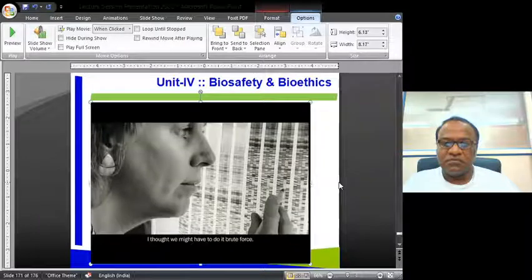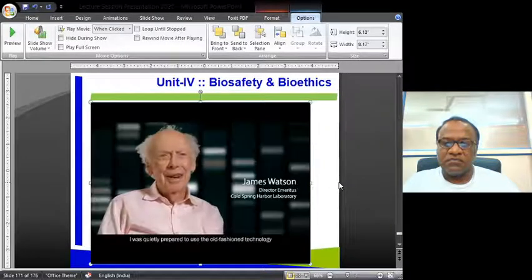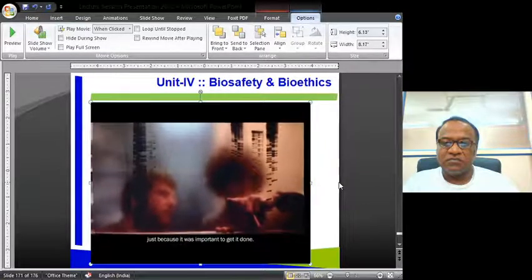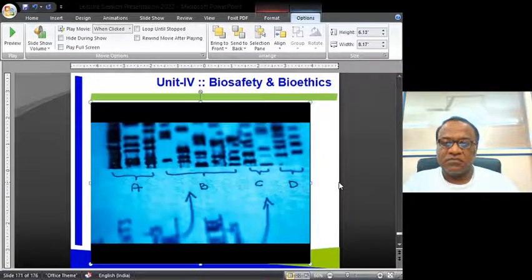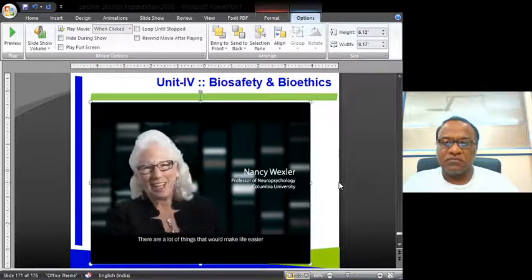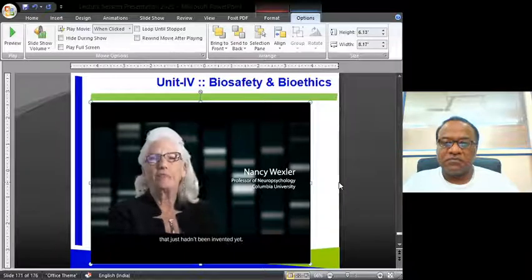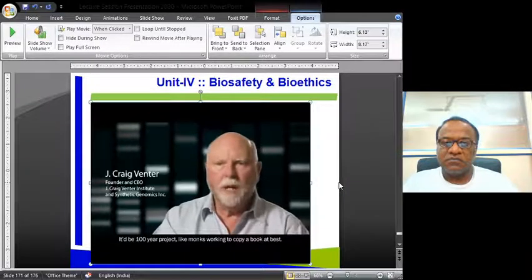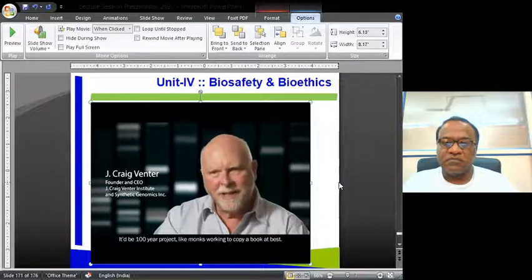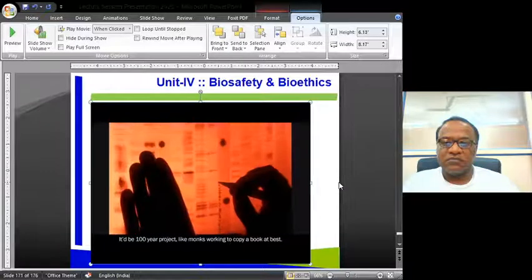I thought we might have to do it brute force, and I was quietly prepared to use the old-fashioned technology just because it was so important to get it done. There are a lot of things that would make life easier that just hadn't been invented yet. It'd be a 100-year project, like monks working to copy a book at best.